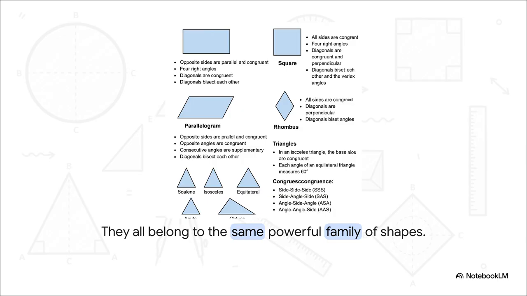The best way to think about it is like a family tree, but for shapes. You've got this one common ancestor at the top, and it passes down its key traits, kind of like its DNA, to all the shapes that come after it.